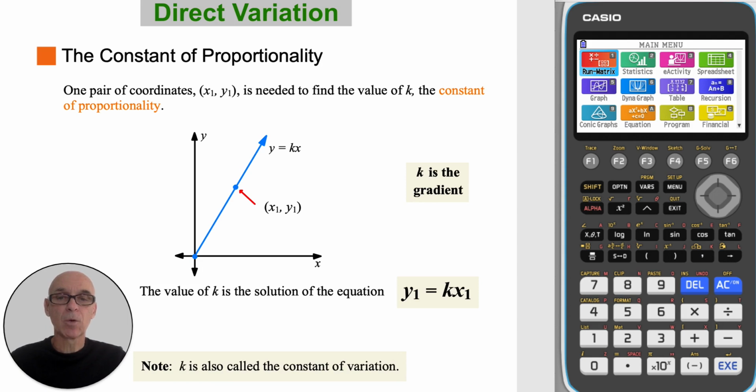One pair of coordinates is needed to find the value of k. Substituting these coordinates into the equation will enable us to find k.